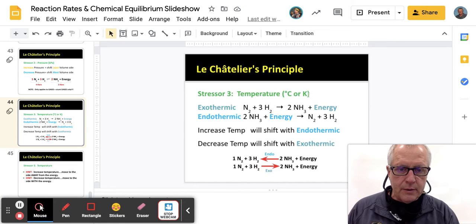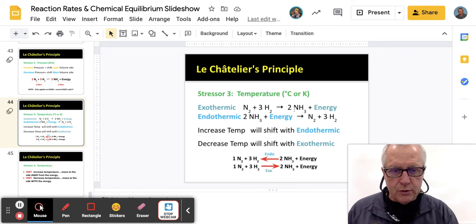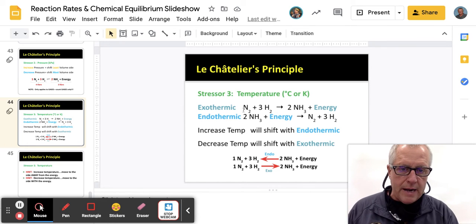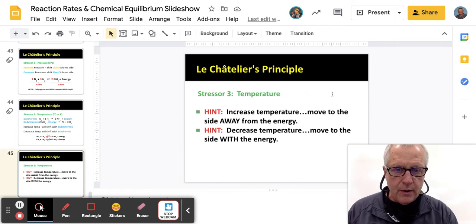So in this particular reaction, this is an exothermic reaction. If we increase the temperature, it's going to want to go to the left, back to the reactant side, because that's where the energy is, and it's just going to be increasing that amount. Whereas if we decrease temperature, it's going to move to the side with the energy. So I take that back.